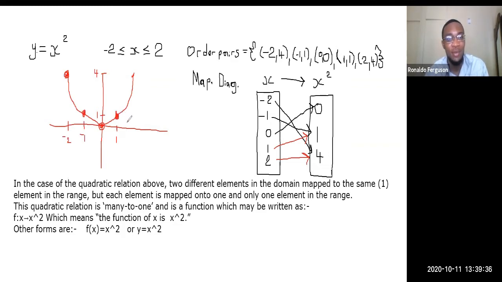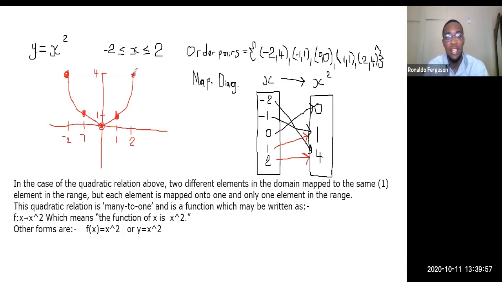And then when x is 2, your corresponding y value is 4. So negative 2, 1, 0, and 2. And so this would represent how you would sketch or draw the graph of y equal x squared.